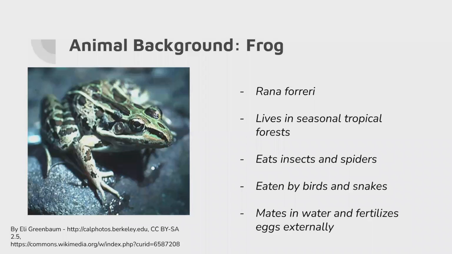First, we're going to start with animal backgrounds. The Rana forreri, commonly known as the forest grass frog, is a frog that is widespread across Central American seasonal tropical forests. This includes parts of Mexico, Honduras, Costa Rica, El Salvador, Nicaragua, and Guatemala. These habitats tend to have rainy wet seasons and cool dry seasons.